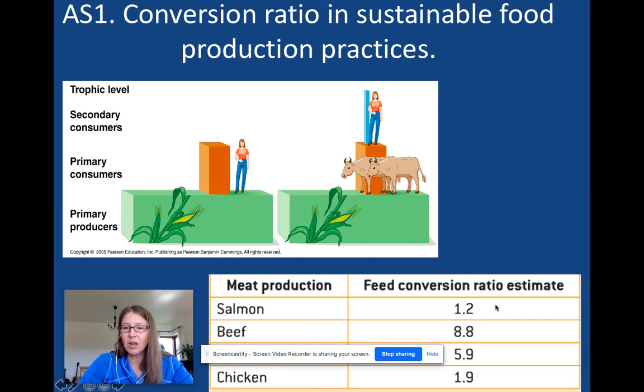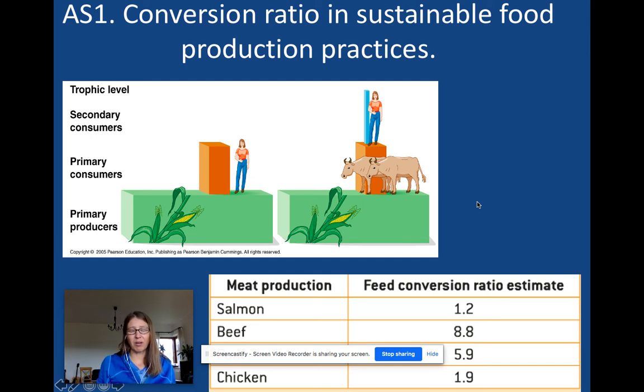So it's pretty efficient. Whereas something like beef, 8.8. So you have to give a cow 8.8 grams of food to be able to get 1 gram of beef out of it. And so when you're thinking about the efficiency of that, it's not very efficient because you have to give it a whole lot of food to only get a little bit of food out of it. So you have to grow all that food, take up all that space and land to grow the food that you're going to feed to the cow. And so when you're selecting food, if you're trying to be sustainable and you're still eating meat, you want to think about organisms that have a pretty efficient food conversion ratio.